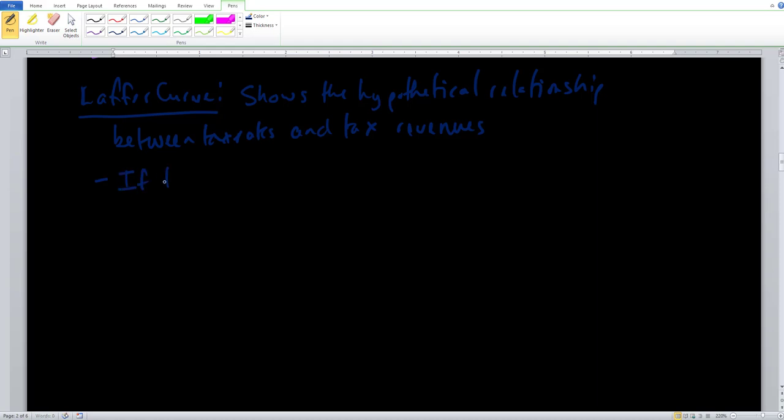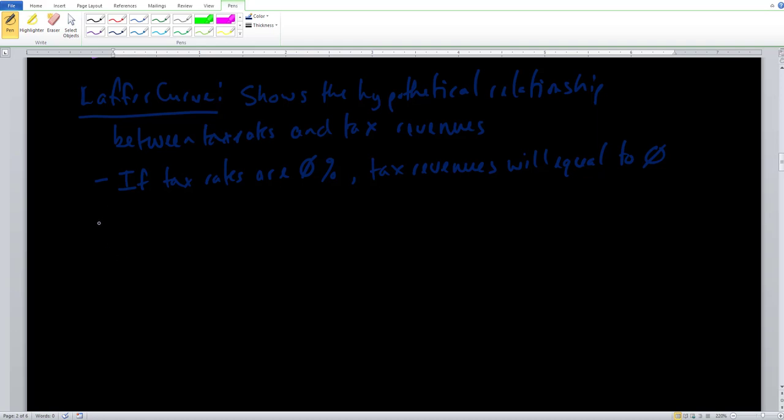So extreme number one, if tax rates are 0%, what do you think tax revenues are going to equal? If tax rates are 0%, that means the government is not taxing you on any of the work that you have done. So if they are not taxing you on any of the work that you have done, that inherently says that tax revenue should equal 0 as well. So essentially, tax rates are equal to 0, the government's not collecting any taxes at all, so therefore their tax revenues are going to equal 0 as well.